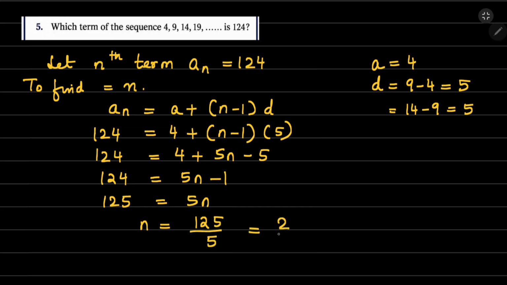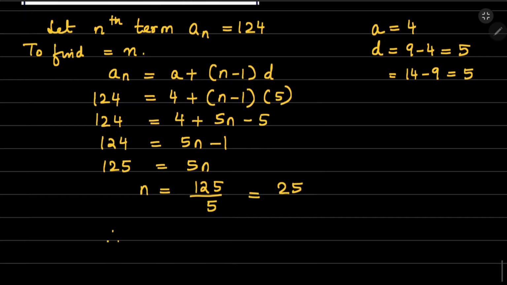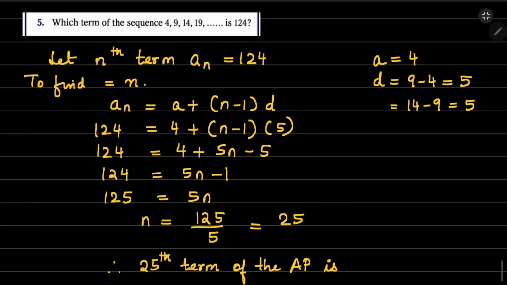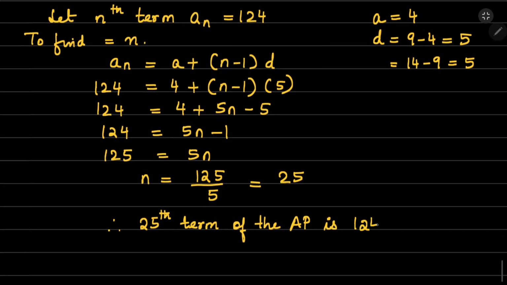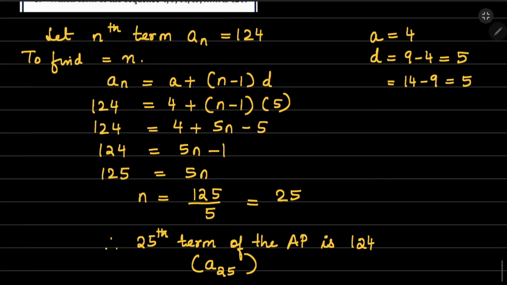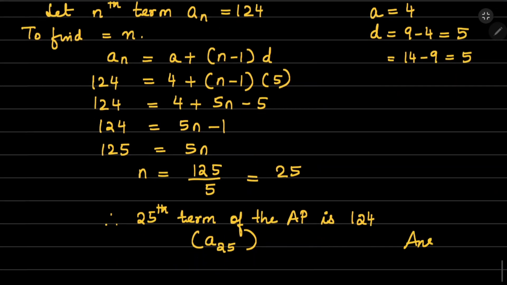So 5 2s are 10. Again 5 5s are 25. So which term of this AP is 124? Therefore you can write down, therefore the 25th term of the arithmetic progression is 124. How will you denote the 25th term? A25. A25 means the 25th term of the AP is 124 and that's your answer.